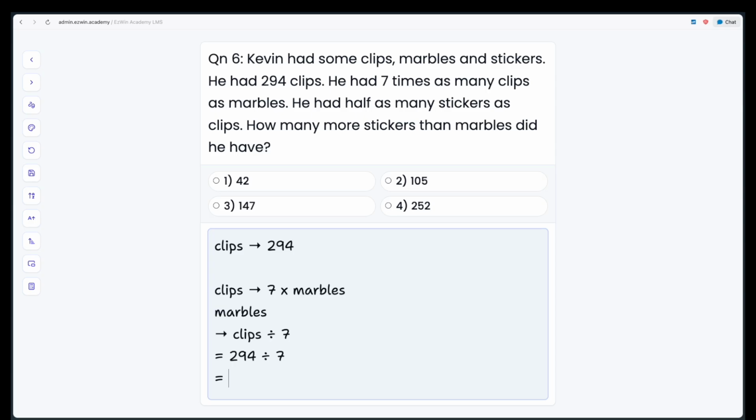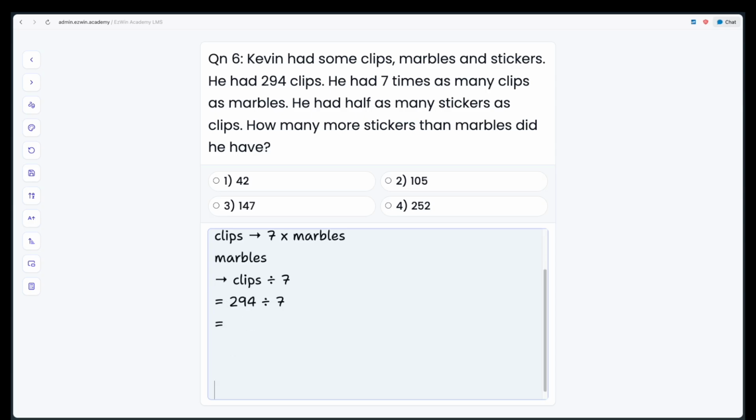If I were to do my way of doing things, basically 294 is 280 plus 14. So I usually break down, divided by 7. So it will be 280 divided by 7 plus 14 divided by 7. This will be 40 plus 2, which is 42. So now we know that we have 42 marbles.